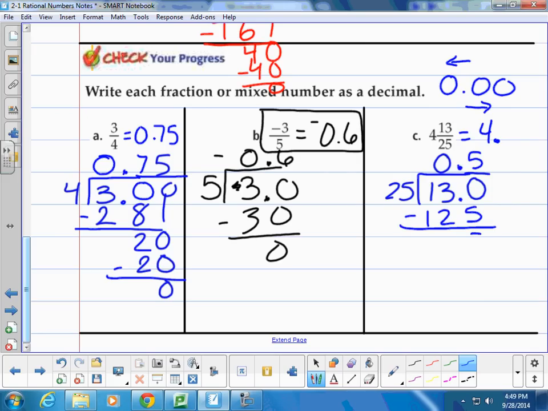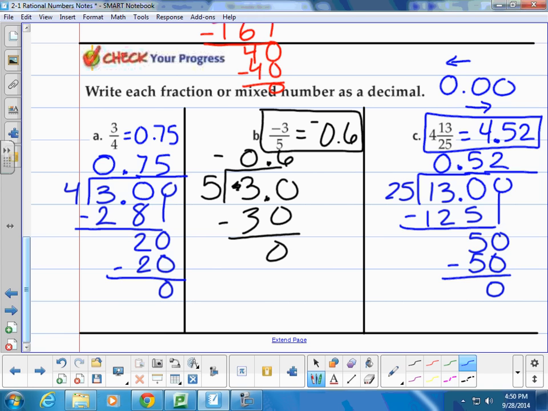So I subtract with 5 left over. It doesn't fit in there, and I can pull a new place in. 25 goes into 50 2 times for exactly that many. So what this means is 4 and 13/25 is the same as 4 and 52/100.